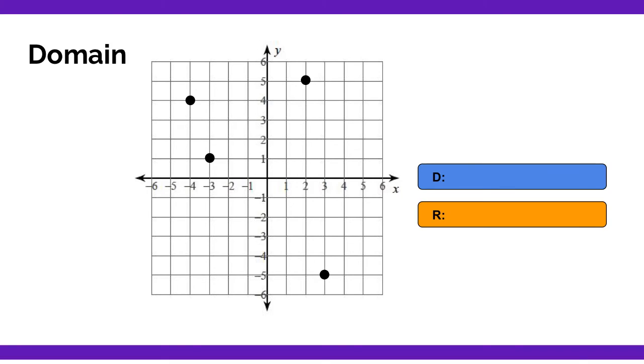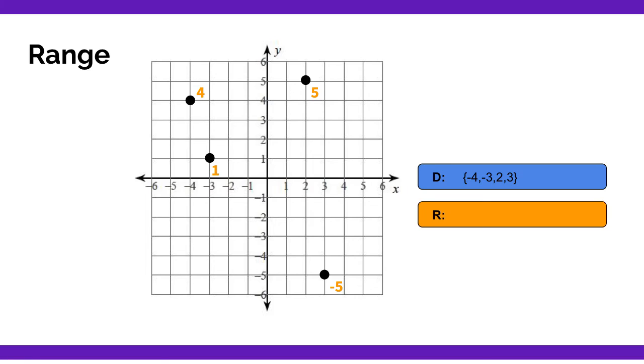When you do the domain and the range for this, to show that it's not an interval, it's just specific points, we're going to use something called curly brackets. So for the domain, we still need to identify the x values. So I identified the x values on my graph. And then all I have to do is list those x values in curly brackets from lowest to highest. So -4, -3, 2, and 3.